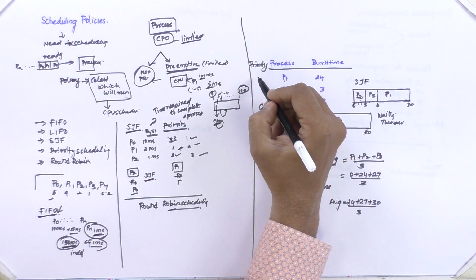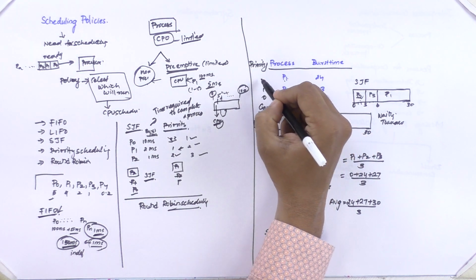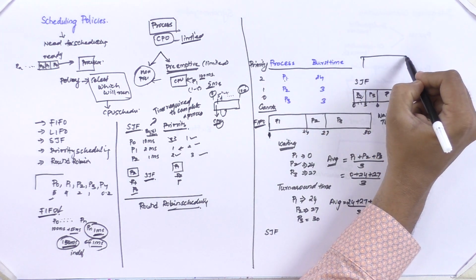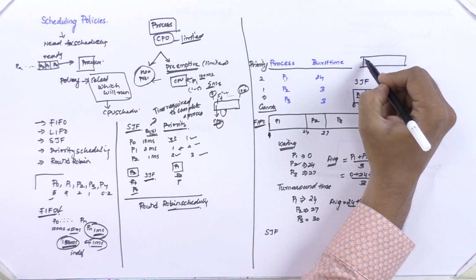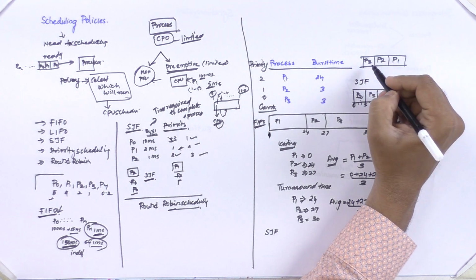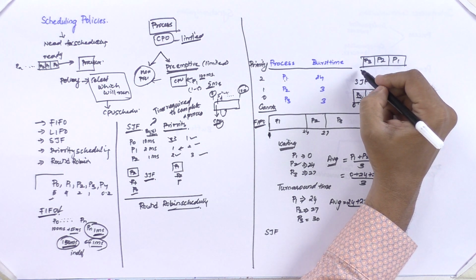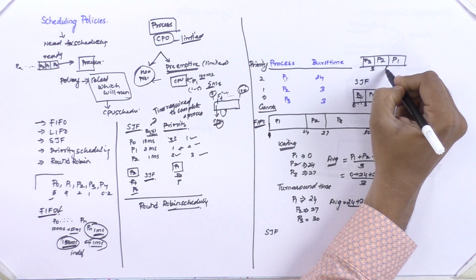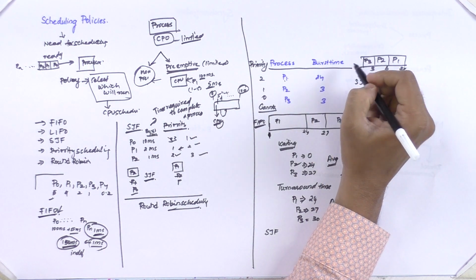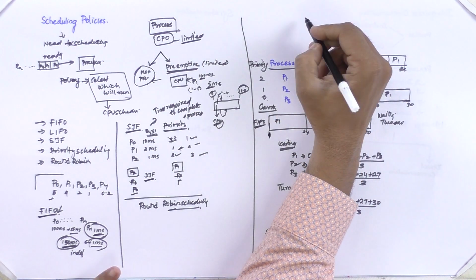Now if you go for priority scheduling, I will give a priority here. So priority can be 0, 1 and 2. Then if priority is given like this, first P3 will run, then P2 will run, then P1 will run. That means first 0 to 3, then 6, then 30. Similar thing, but P3 has run because it has the highest priority.